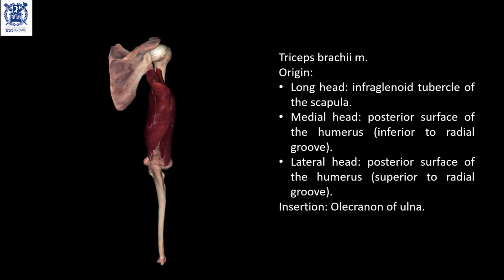Triceps brachii. This muscle has three heads. The long head has its origin at the infraglenoid tubercle of the scapula. The medial head has its origin at the posterior surface of the humerus, inferior to the radial groove. The lateral head has its origin at the posterior surface of the humerus, superior to the radial groove. All three heads have their insertion at the olecranon of the ulna.